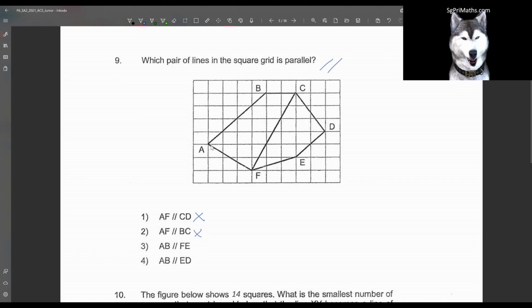AB is here. FE is here. So AB is 4 squares across, 4 squares vertical. This is 3 and 1, so not really parallel. AB and ED. So AB is, like I say, 4 and 4. ED is 2 and 2, so it's in the right direction. So it's correct. So answer is 4.